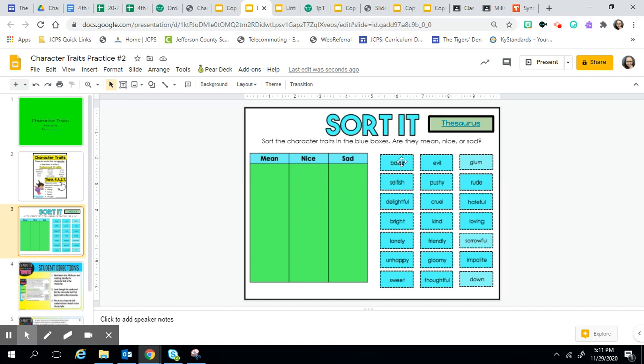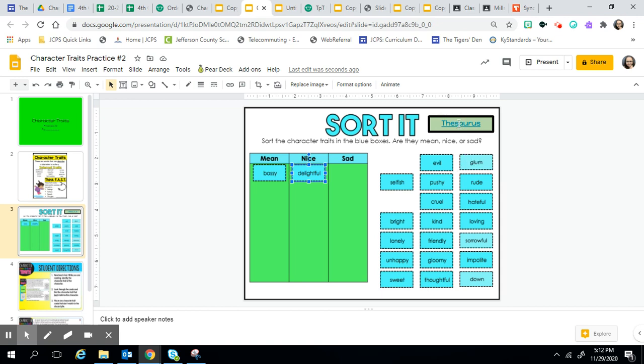All right. So bossy, that might be considered mean. Delightful, that's probably considered nice. I want to look at this word glum. I don't know what that word means, all right? So I have provided a tool called a thesaurus. It's kind of like a dictionary, and it's going to tell you words that mean the same as the word that you write in there.